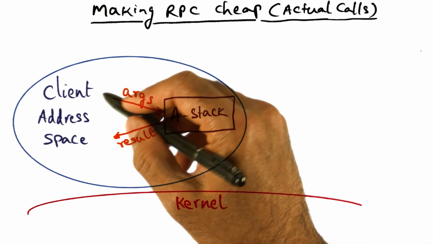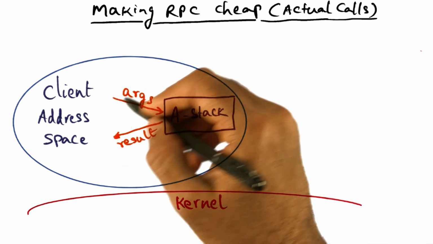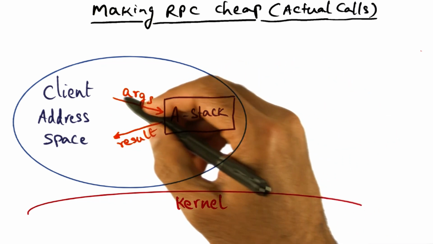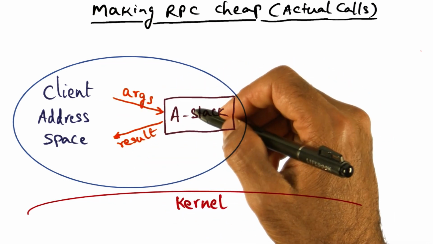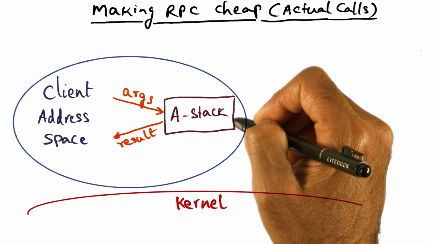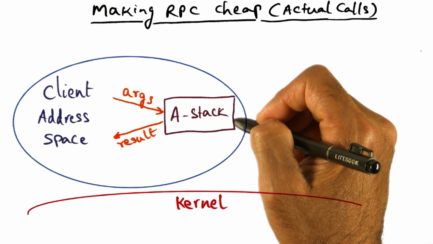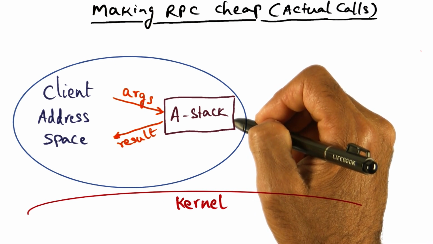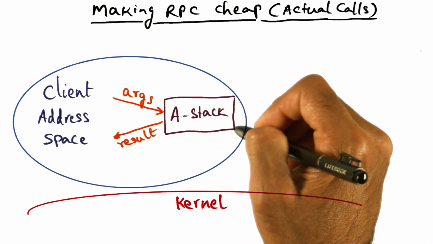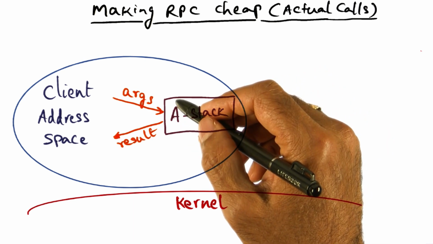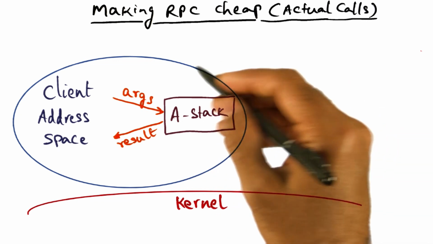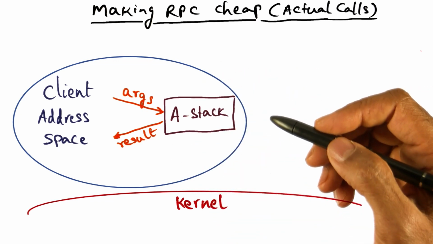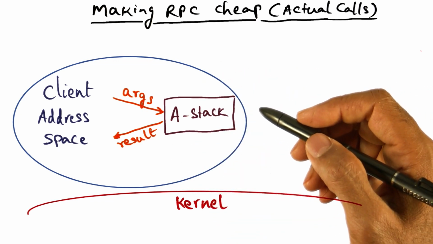Ignore this result for a minute. So the client stub is going to prepare this A stack with the arguments of the call. And in the A stack, you can only pass arguments by value, not by reference. And the reason is that this A stack I mentioned to you is mapped into the client address space, and shortly it's going to be mapped into the server address space as well by the kernel.